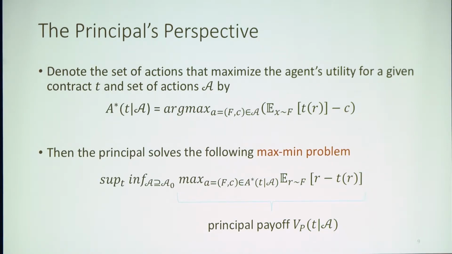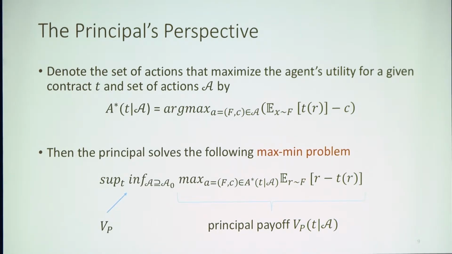So in analogy to the agent's, I will write VP, so value of the principal for contract T under action set A, right? And it's a bit nasty to write down because the agent has to choose an action, but otherwise it's simply reward minus transfer in expectation. And he tries to take the best of these. And let me call VP the solution to this. Okay, so that's the maximum problem. And in a sense, what the principal now tries to do is find the max-min optimal contract.